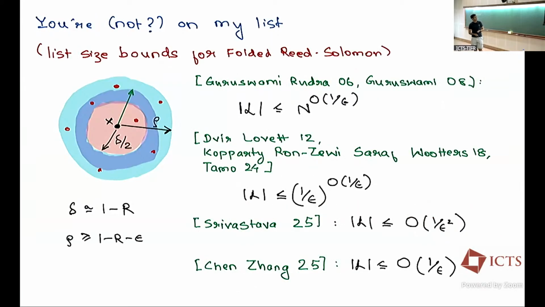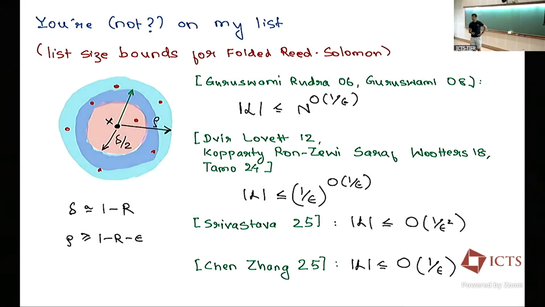What about the size of the list? This has also been fairly intensely studied over the last few years. For folded Reed-Solomon, the original work of Venkat and Atri Rudra gave a list size bound of something like n to the 1 over epsilon, where epsilon is the gap from 1 minus r, or gap from capacity. Then a sequence of beautiful works improved this list size bound to be completely independent of n. It's only a function of epsilon, an exponential function of epsilon.